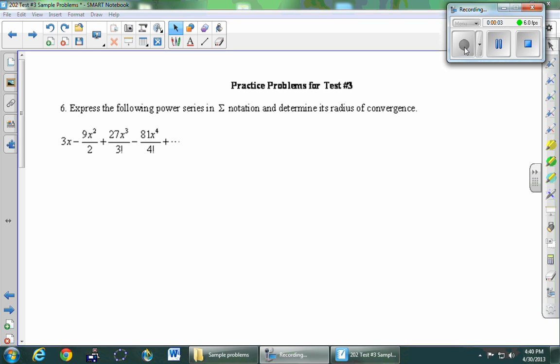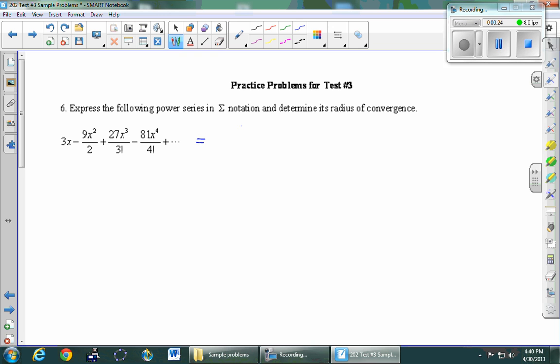This is problem number 6 on the practice problems for test number 3. Express the following power series in sigma notation and determine its radius of convergence. 3x minus 9x squared over 2 plus 27x cubed over 3 factorial minus 81x to the 4th over 4 factorial plus ... So first we need to write this in summation notation.